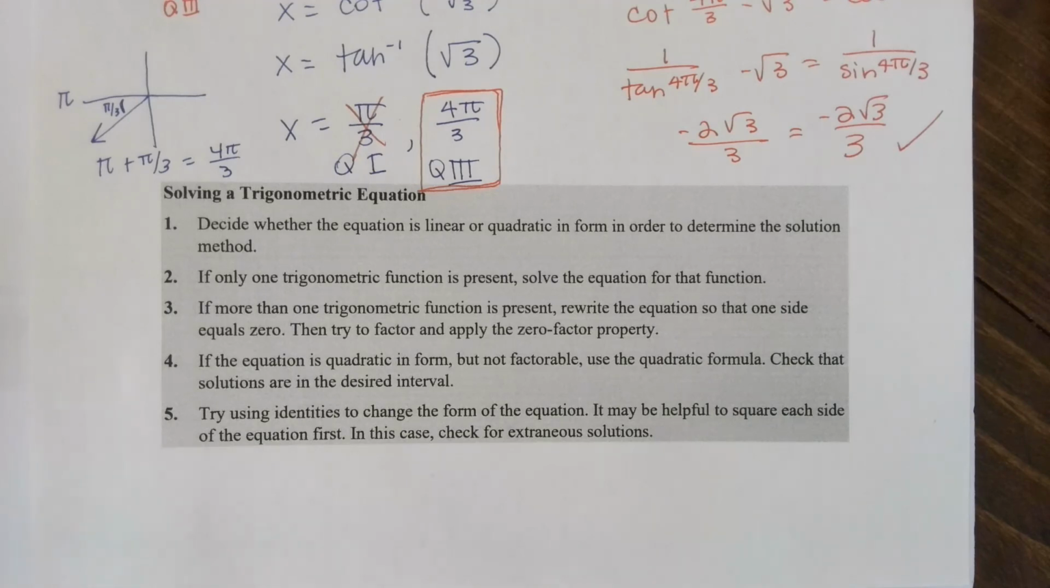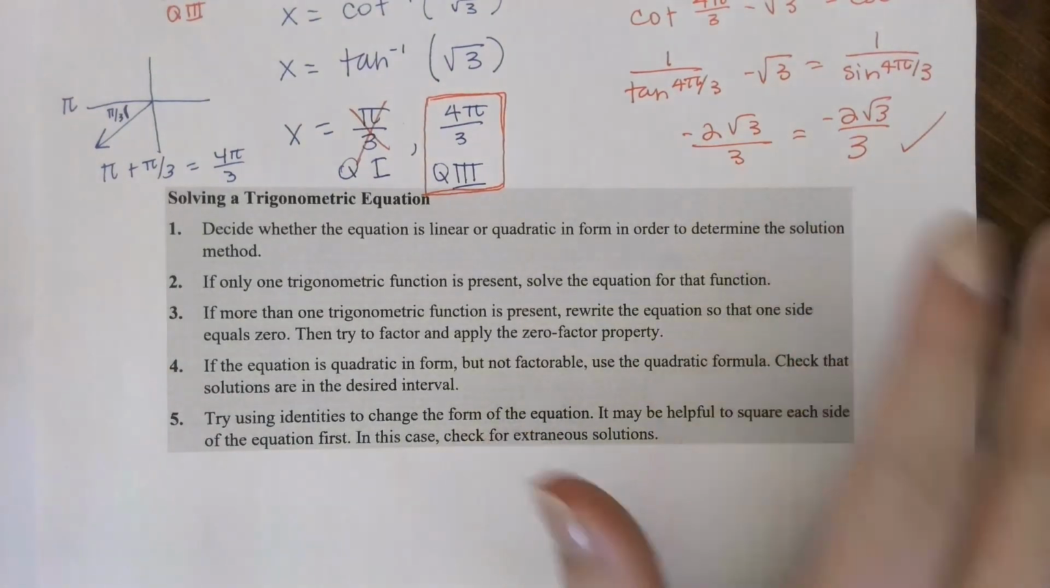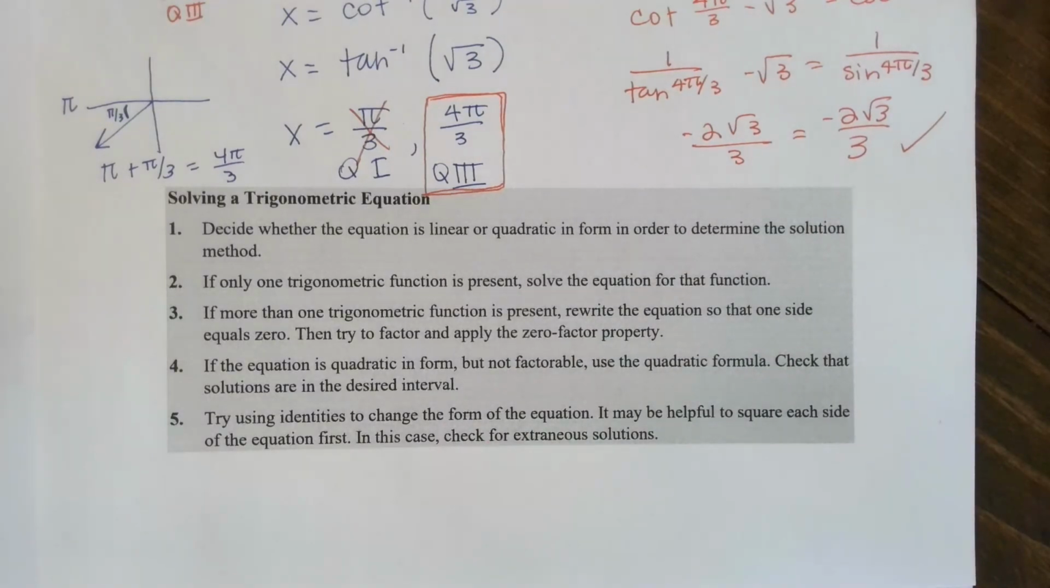If more than one trig function is present, rewrite the equation so that one side equals 0, try to factor, and then apply the zero factor property. If the equation is quadratic in form but not factorable, use the quadratic formula, and then check the solutions are in the desired interval. And then lastly, try using identities to change the form of the equation. It may be helpful to square each side of the equation first. In this case, you have to check for extraneous solutions. Okay, so this last one is what we did here to check to make sure that our solutions actually did work in this interval.